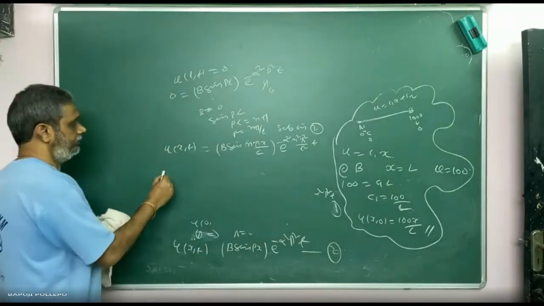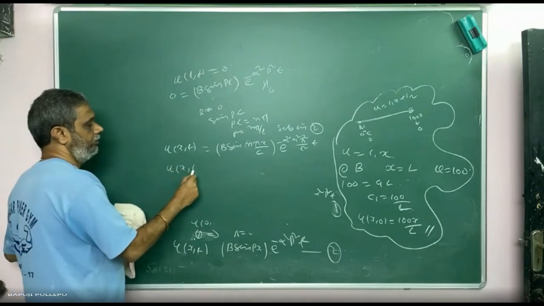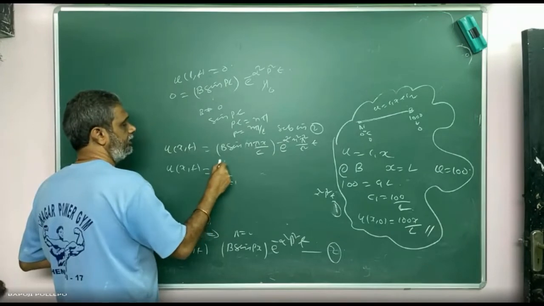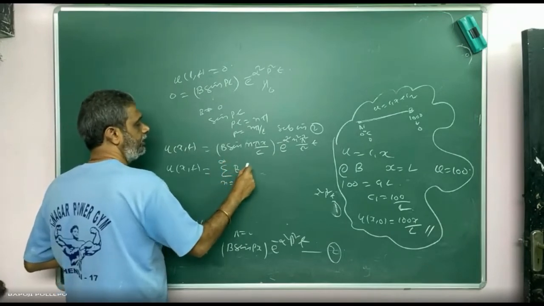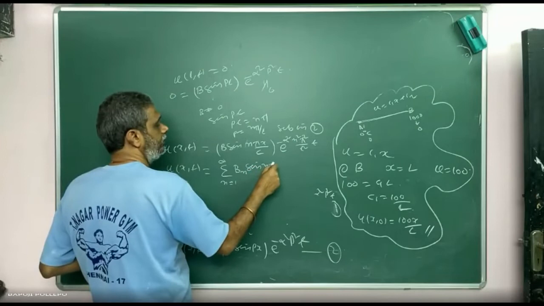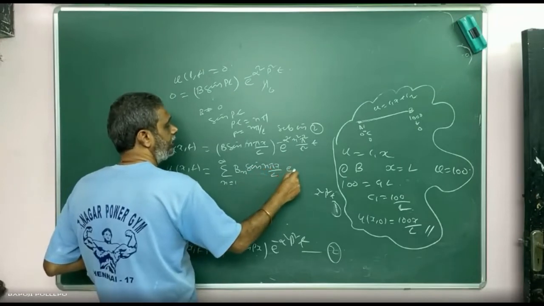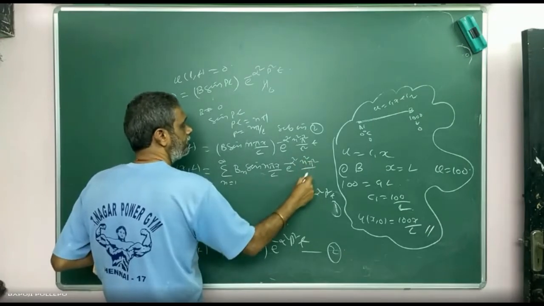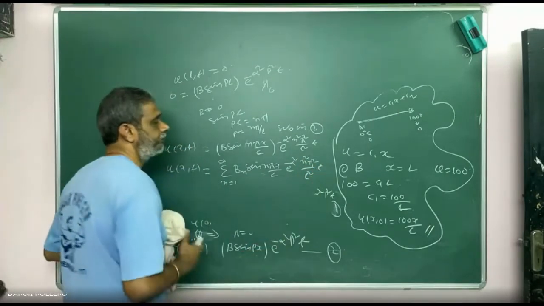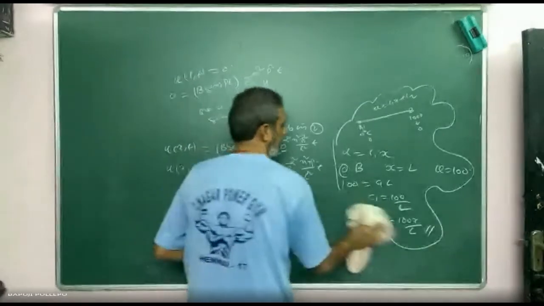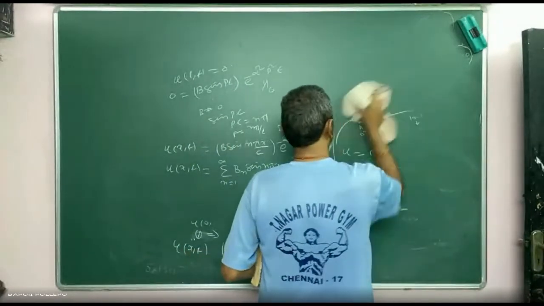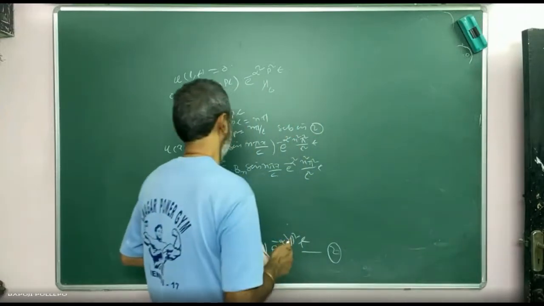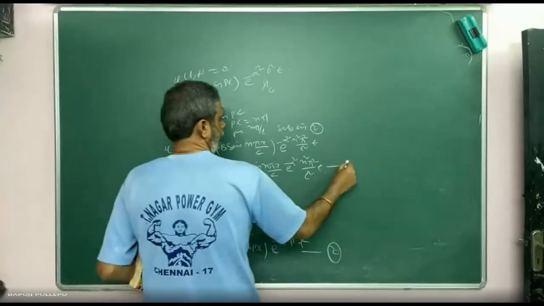Now generally I will write u(x, t) by the superposition condition, sigma n is equal to 1 to infinity Bn sin n pi x by L e power minus alpha square n square pi square by L square t. Now this is the third condition.